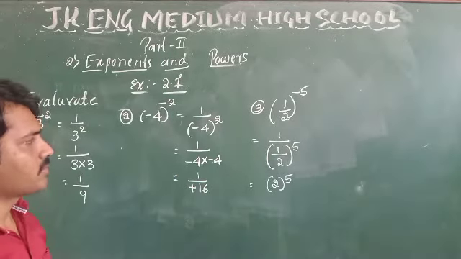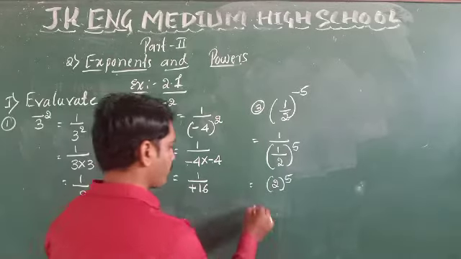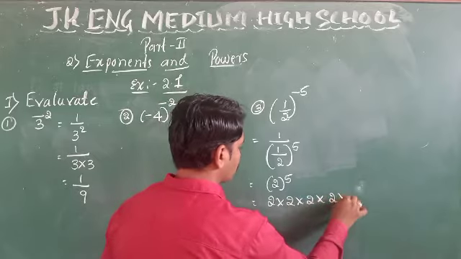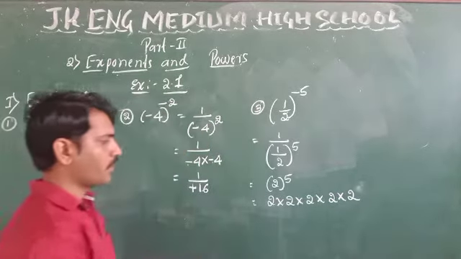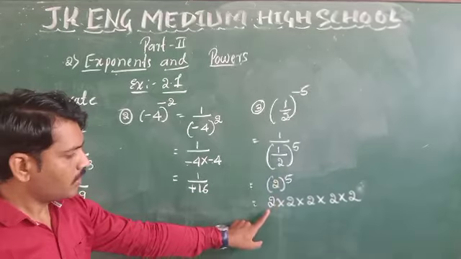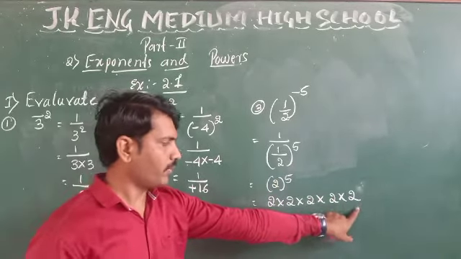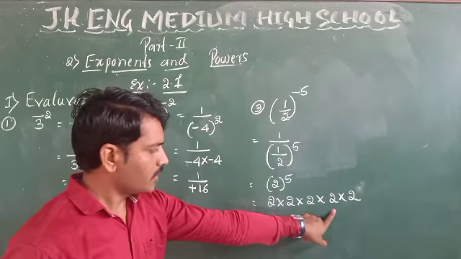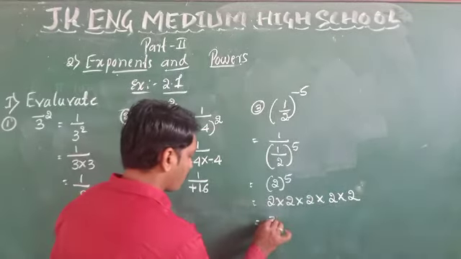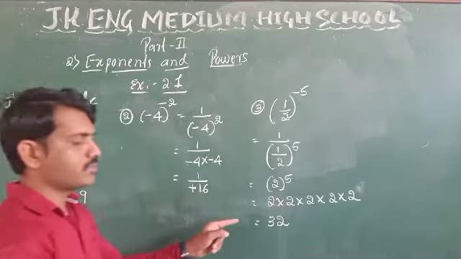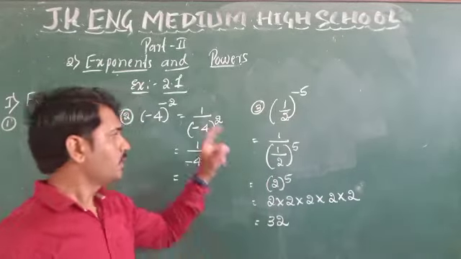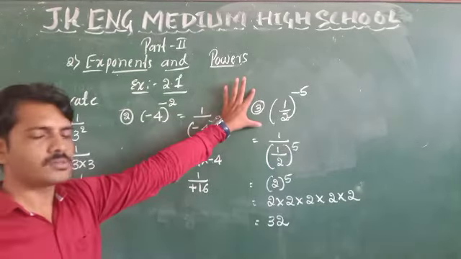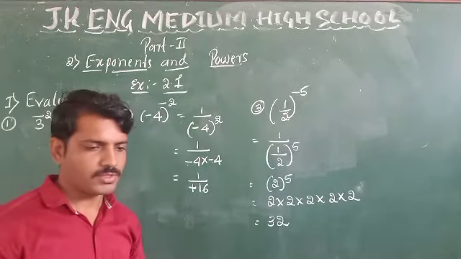Correct? How to simplify this? 2 into 2 into 2 into 2 into 2. How many times? 5 times. 1, 2, 3, 4, 5. 2 2s are 4, 4 2s are 8, 8 2s are 16, 16 2s are 32. So this is your final answer. That was question number 1, question number 2, and this is question number 3. Okay, children.